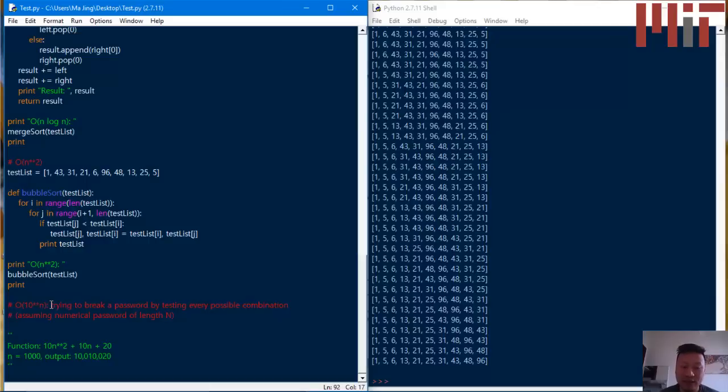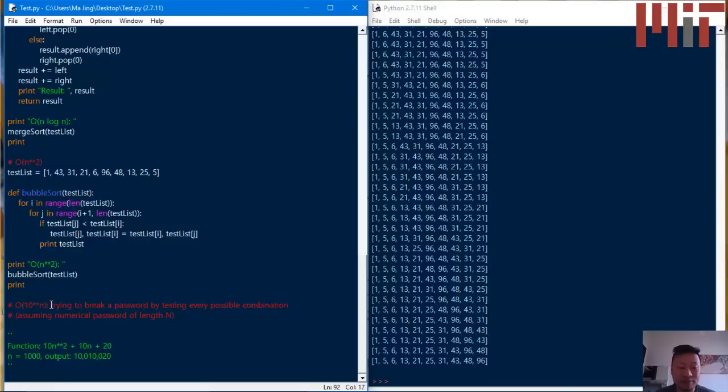Now let's say the password has 6 numbers. In that case, you would have 10 to the 6. 10 times 10 times 10 times 10 times 10 times 10. 1 million possibilities. If n is 6, you would have 1 million possibilities. So 1 million steps, 1 million operations in your algorithm. That's how inefficient this algorithm would be.